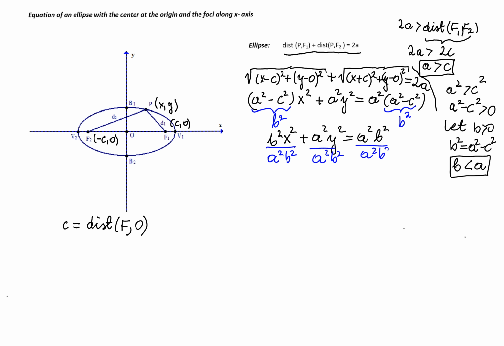and reducing each fraction will give me the standard equation of an ellipse, which is x squared over a squared plus y squared over b squared is equal to 1. This is the standard equation of the ellipse, with the center at (0, 0) and the foci along the x-axis.